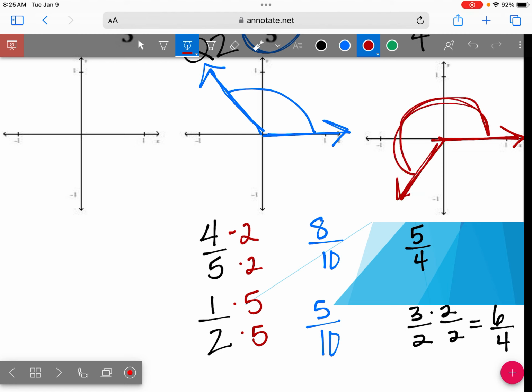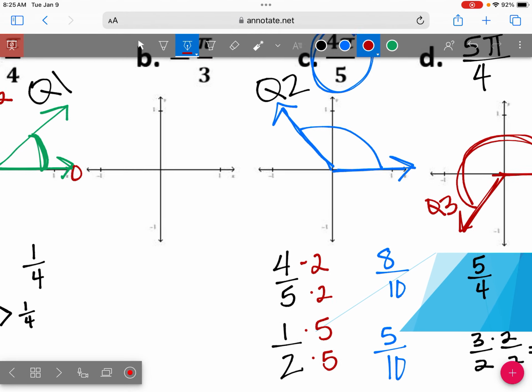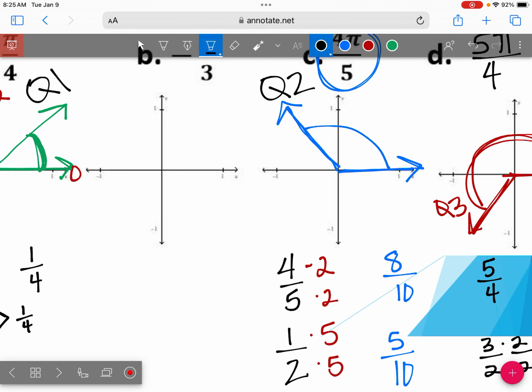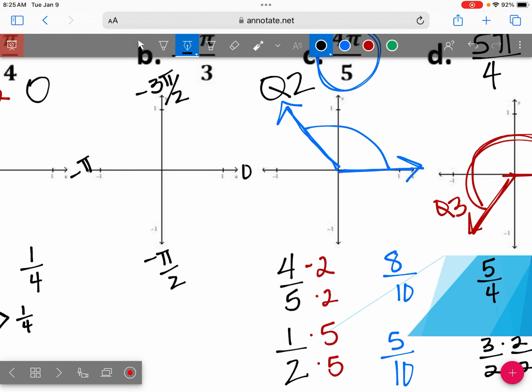And that would be your angle. And we're in Q3. Okay, same thing with these negatives, just like with degrees, except now we're going to swing clockwise. So I'm going to erase some of this. Okay, so I have 0 and negative pi over 2, negative pi, negative 3 pi over 2, and negative 2 pi.